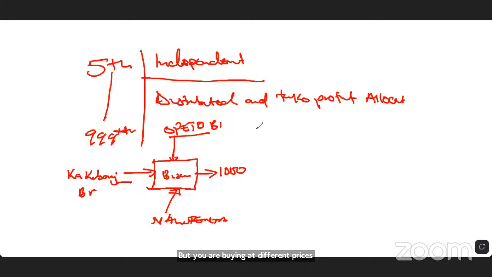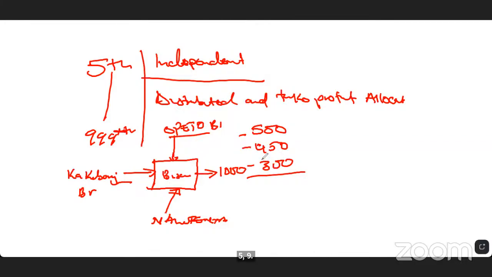So you say, I bought 500 from this one, 450 from this one, I bought 300 from this one. You add them up, and then you divide by 3.